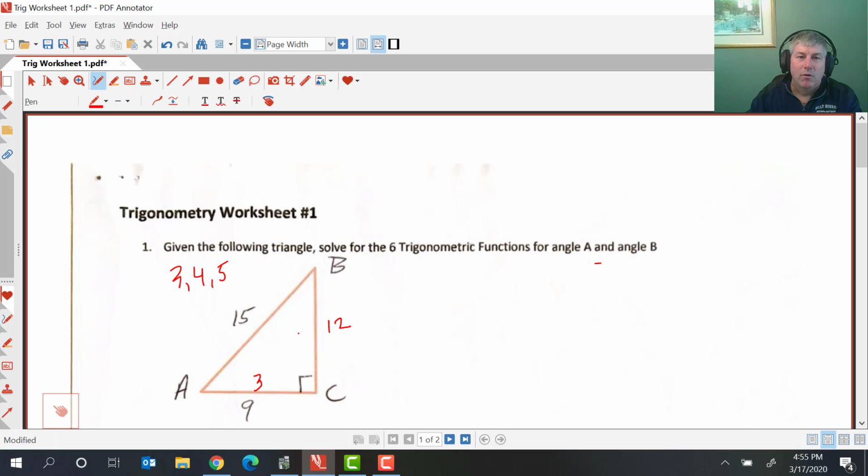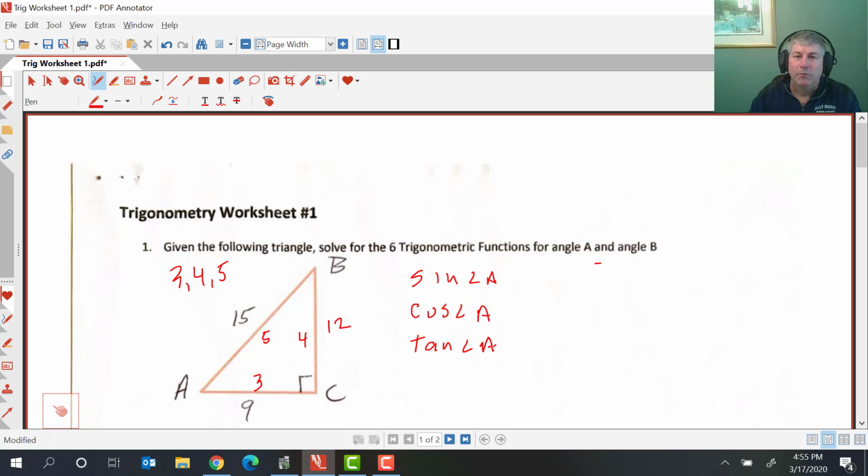So with trig, we can just use the base sides. We don't use 9, 12, and 15. We can use the base Pythagorean triple. So if we're working from angle A, we're going to find the sine of A and the cosine of angle A and the tangent of angle A.